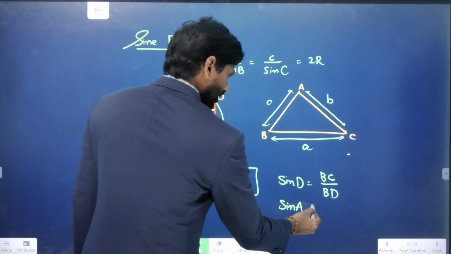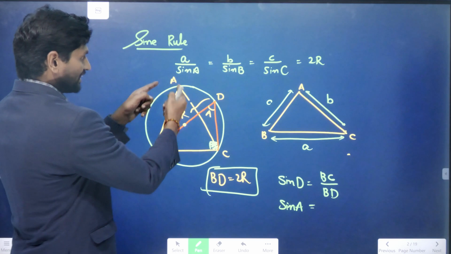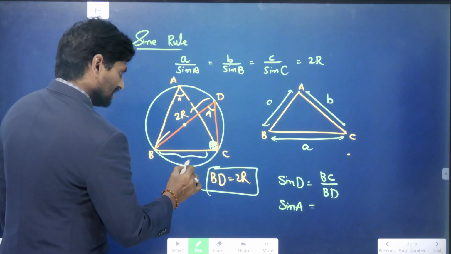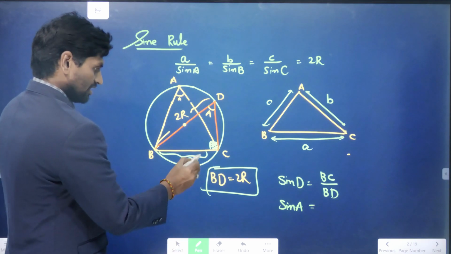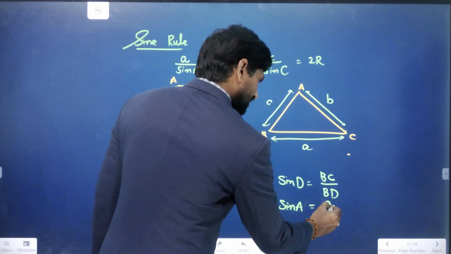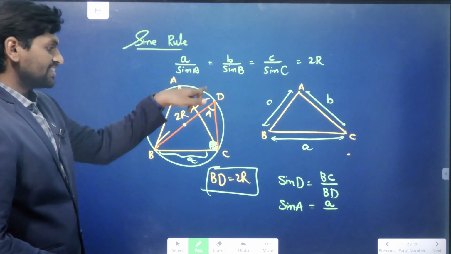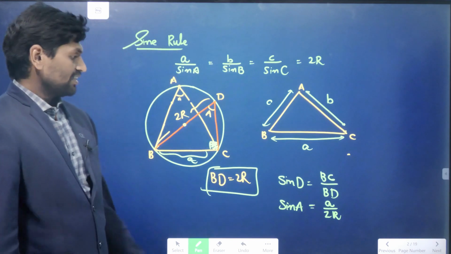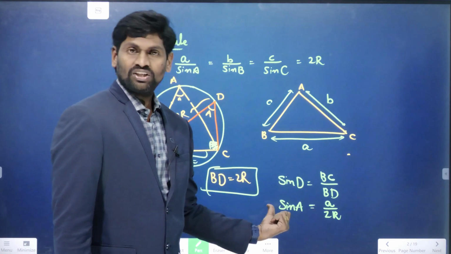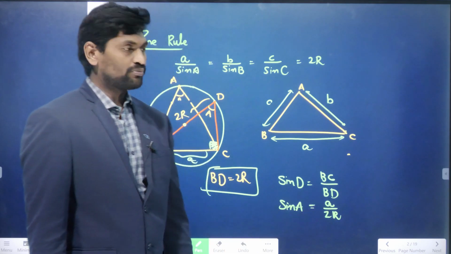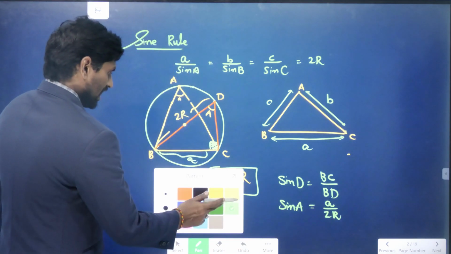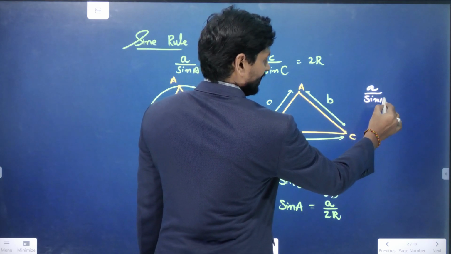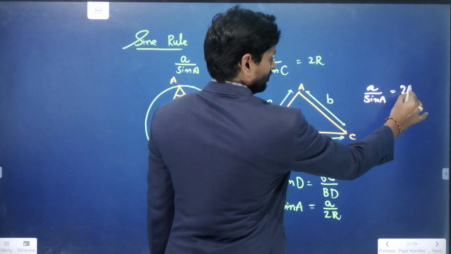Sin A equals, BC is the side exactly opposite to the vertex A, so we can consider this one as small a. So in place of BC, I can write small a. The length BD is 2r. Now I am going to interchange. So a by 2r equals sin A. Sin A and 2r I am going to interchange. So from this we conclude that a by sin A equals 2r.